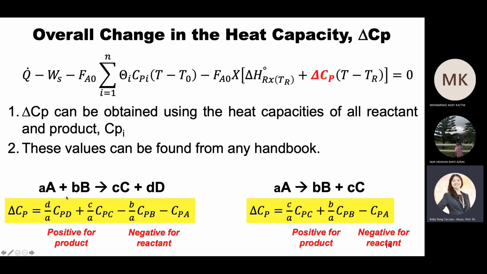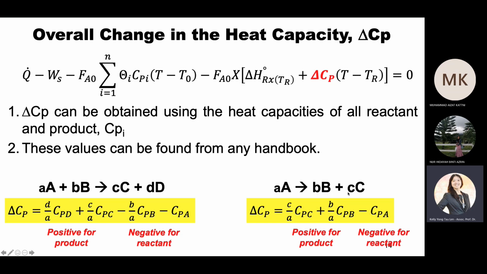So same concept, kamu imagine kamu pergi tengok property table. Kalau A berapa Cp dia, B berapa Cp dia, C berapa Cp dia, D berapa Cp dia, baru kita boleh kira delta Cp. So again, positive for product, negative for reactant, and don't forget multiply with the stoichiometric coefficient. So become D per A, heat capacity of D, plus C per A, heat capacity of C, minus B per A, heat capacity of B, minus heat capacity of A. Itu adalah when we have reactant A, reactant B.